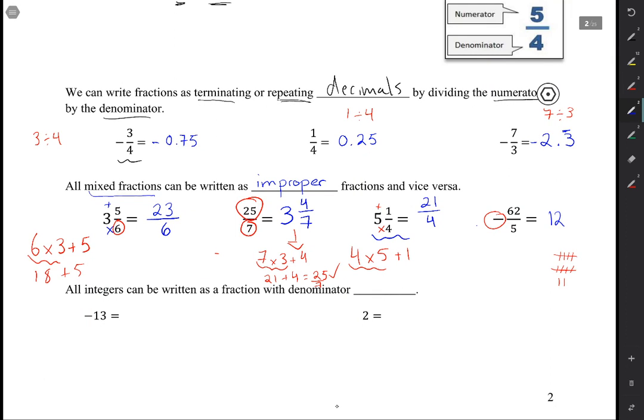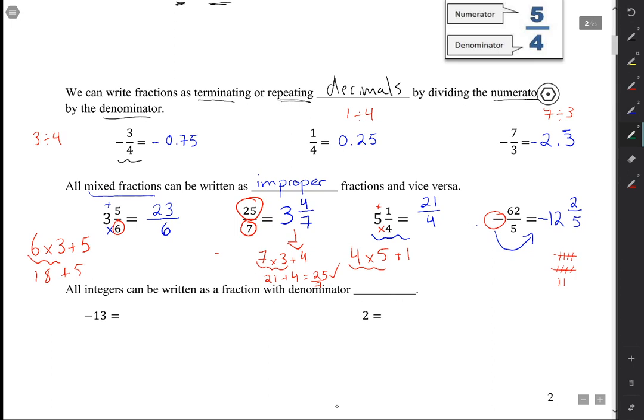Well, 60 plus 2 would give us 62. So the number on the top here would be 2, and the denominator stays the same all the time. So 12 and 2/5 would be our answer, but we're missing one little thing. Don't forget about that negative sign floating out front. So our final answer would actually be negative 12 and 2/5.